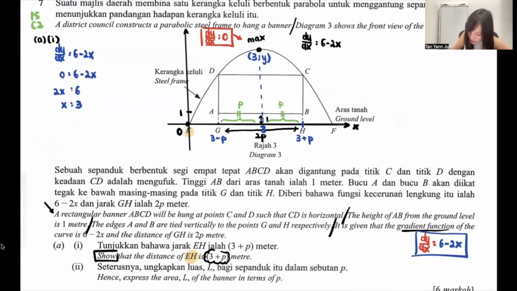So E, H. Isn't it to find the distance from here to here? So I already wrote it out here. Here 0, here 3 plus p. So the gap in between is EH equals 3 plus p meters.